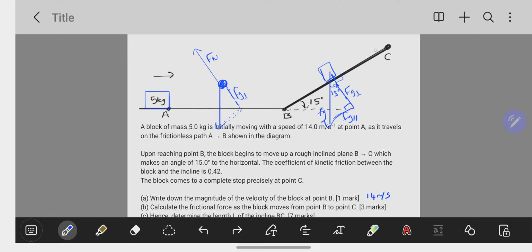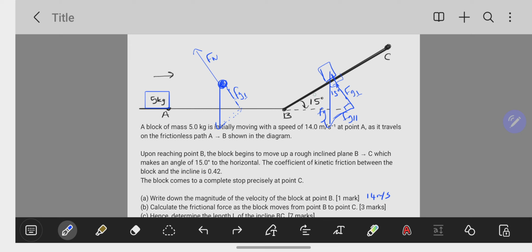But as it moves from B to C, two forces are going to basically cause it to stop. It's going to be the frictional force and the force of gravity, this component there. But that's not a non-conservative force, so we won't consider it here. Instead, we're just going to focus on the frictional force as the non-conservative force.